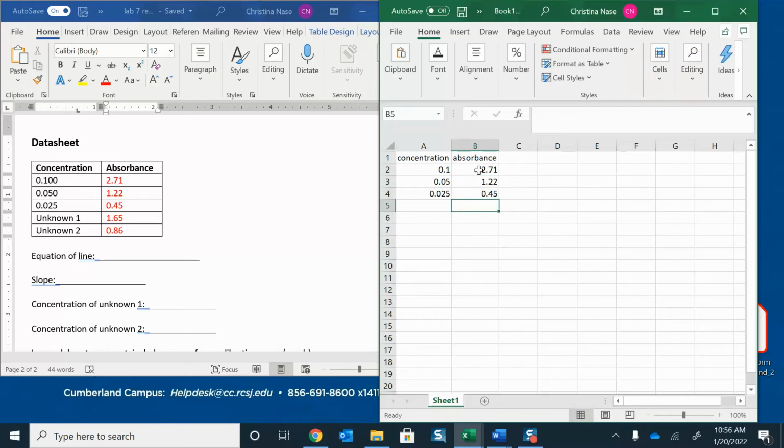And then I've got my unknown 1. I'm not going to put the unknowns in the graph because I don't know what the concentration is. That's the whole point of making the graph. I don't know what these two are. I'm going to find them.